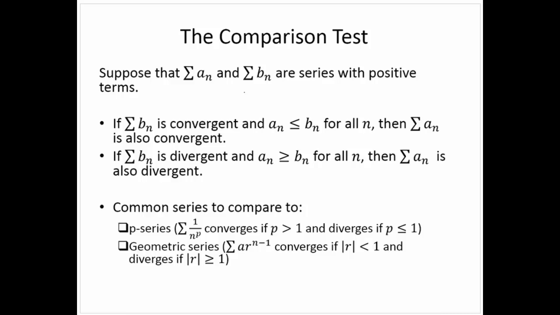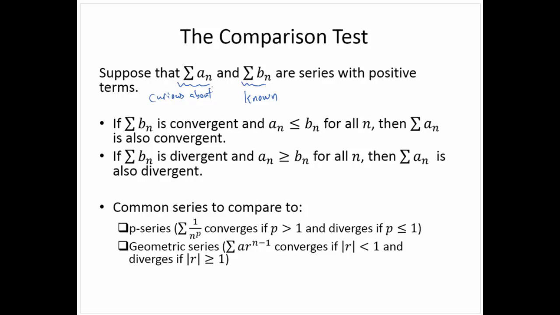All right, so what is this telling us? Usually with this notation, the way we have it here, b sub n is some known series, and a sub n is the one we're curious about. So what this first bullet is saying is, if a known series is convergent, and all the terms of the series we're curious about are less than the terms of the series we know about, then the series we are curious about will also converge.